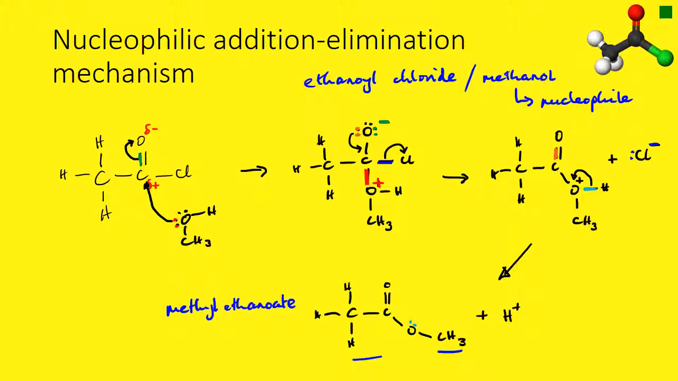And with nucleophilic addition elimination, that's always the same, 5 curly arrows. And if you want a little memory aid, there's 3 words that you can remember, if you like. The first one is addition. So we've added our nucleophile, in this case methanol, to our acyl chloride. That's the first step. Then we eliminate, and we eliminate the chloride.